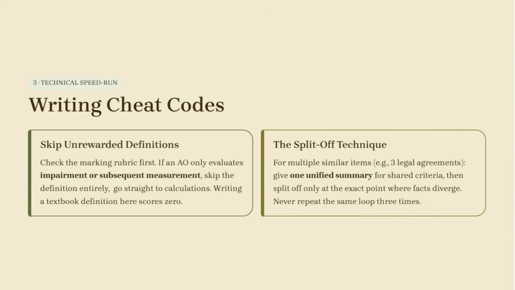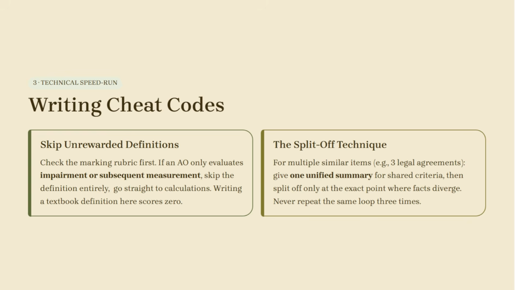Writing cheat codes. Now let's get into the actual writing cheat codes to maximize conciseness and utilize templates effectively. Skip unrewarded sections. Many marking rubrics and feedback guides do not award any marks for basic definitions. For example, spending a paragraph defining what property, plant, and equipment is will score you 0. Skip the textbook definitions and go straight to analyzing the specific criteria being tested.